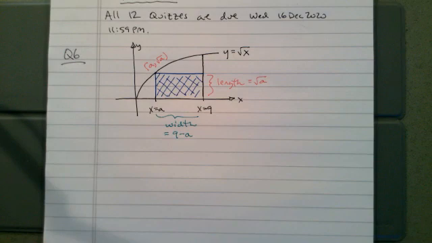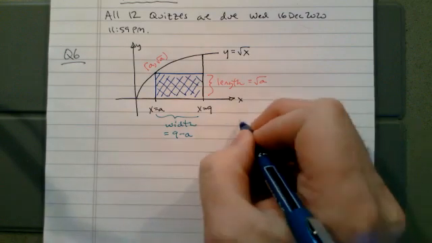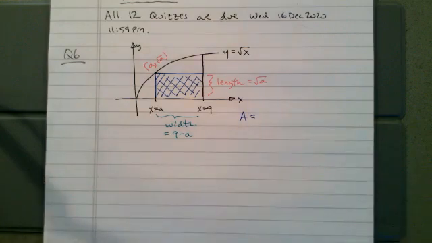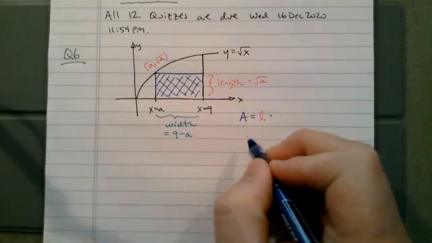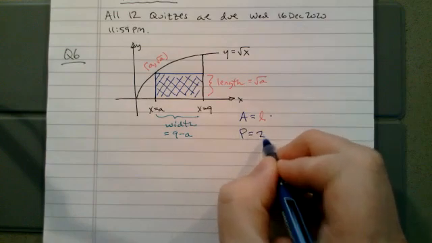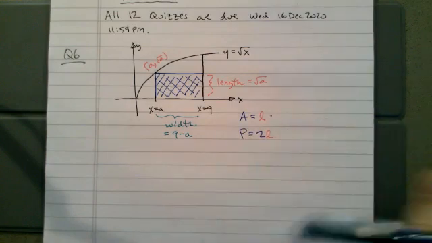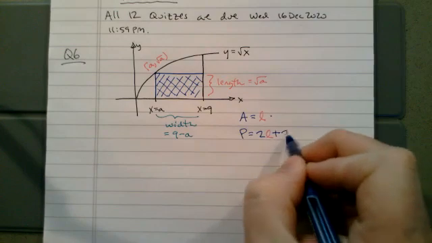Now we can write the two functions. Area is equal to length times width. And the perimeter is 2 times the length plus 2 times the width.